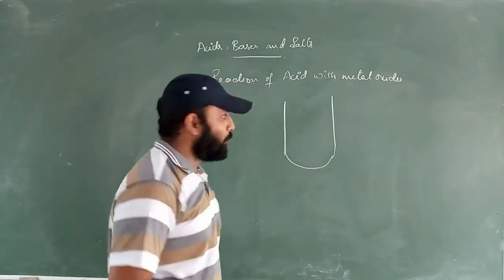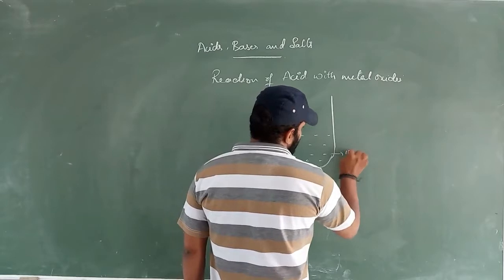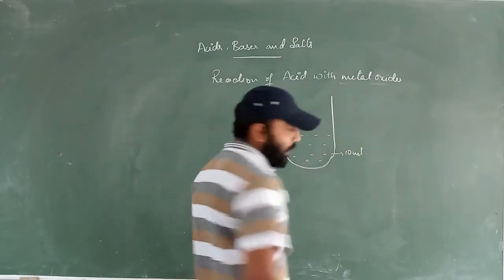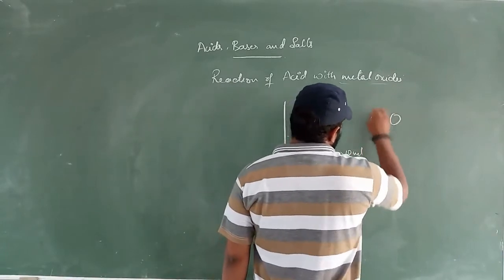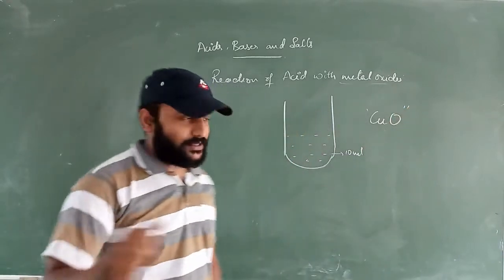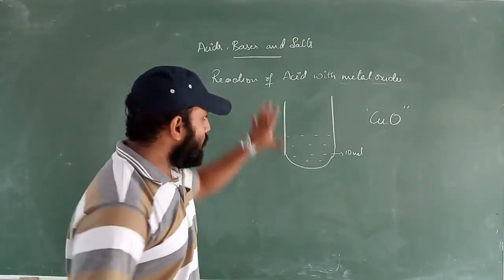Now what we will do? We will add 10 ml of... We require one metal oxide. What I will do is take CuO. CuO means copper oxide. So here I have taken 10 ml of copper oxide into that test tube.